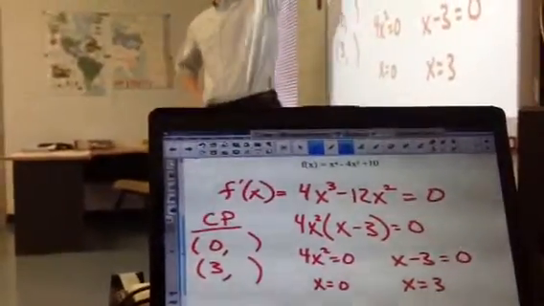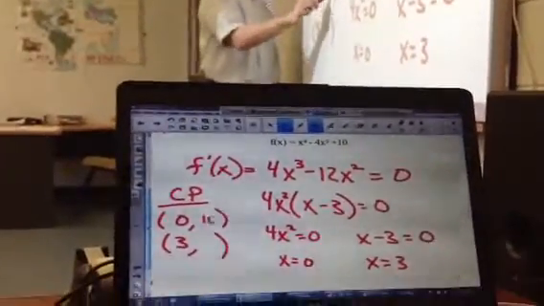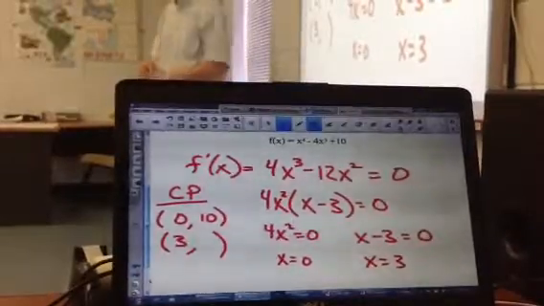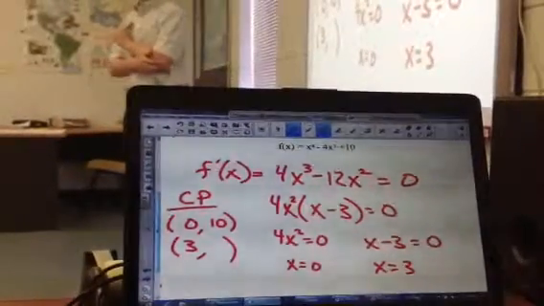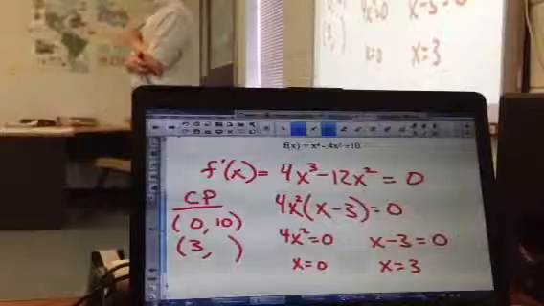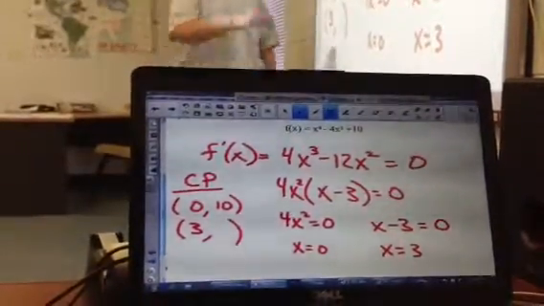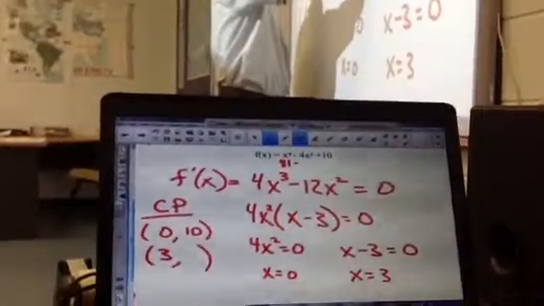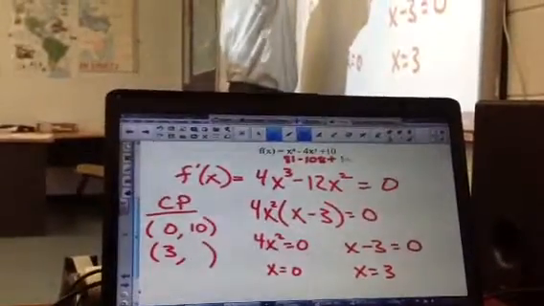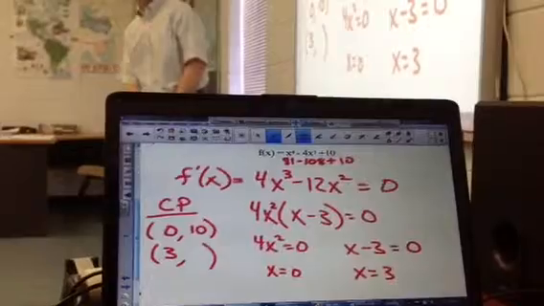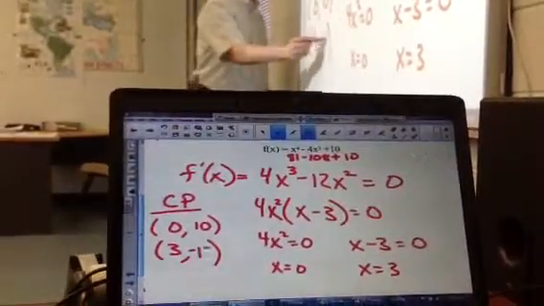Okay, so you plug a 0 back in the original equation and you will get 10. That's easy. You plug a 3 back in the original equation, you got to do a little bit of stuff. 3 to the fourth is 81, right? Yes. 3 cubed is 27 times 4 is 108. Correct. Plus 10. So we end up with 81 plus 10 is 91. Minus 108, negative 17. Looks good to me.